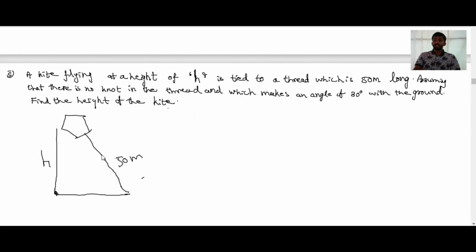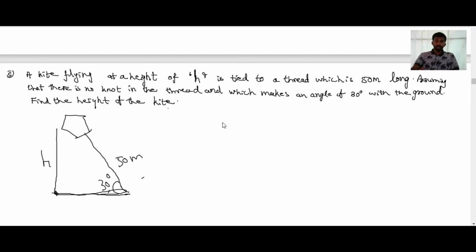Now see, that thread makes 30 degree with respect to the ground. Clearly it's again angle of elevation, right? Because here your reference line will come. Ground is your reference line, that is the horizontal line. The kite is flying above the horizontal line, right? Therefore this 30 degree is nothing but the angle of elevation of the kite. Okay. You need to calculate the height of the kite. That means h you need to calculate.